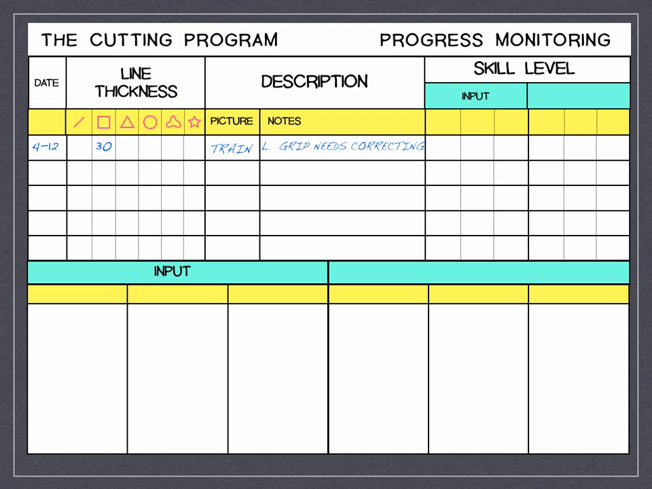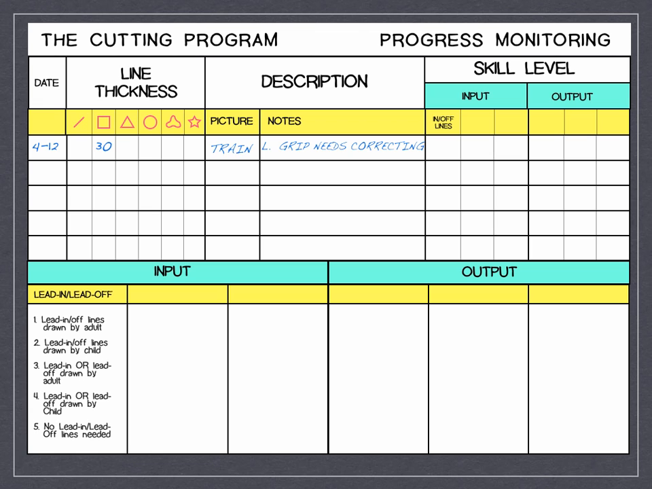Skill levels are further divided into input and output. Input refers to the amount of assistance the therapist or teacher has to provide to make this a successful activity. Output refers to the quality of the child's performance. A key at the bottom of the form details the rubric used for scoring. The number code next to the description would be transcribed in the above box.